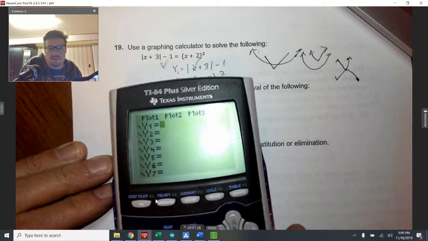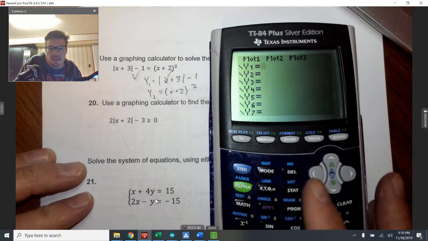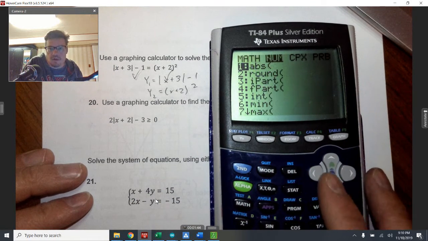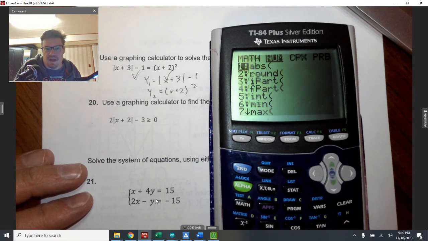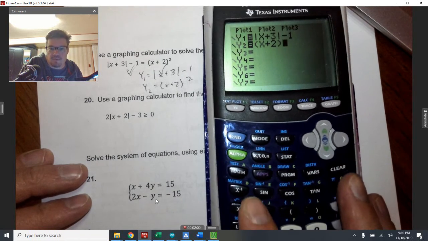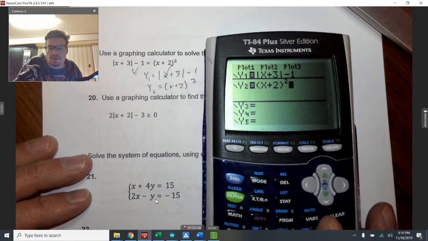Now, the absolute value button is in math. We move over to number, and that ABS is absolute value. I hit enter. So I get x plus 3, push over, minus 1, push down for parentheses, x plus 2, close parentheses, and then just square it. Squaring button right here. Okay, that should be good.